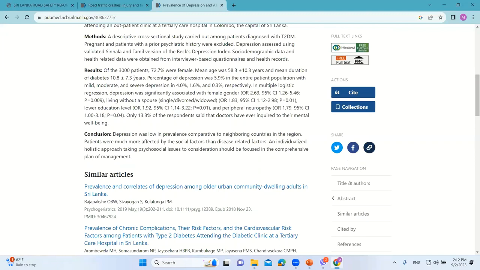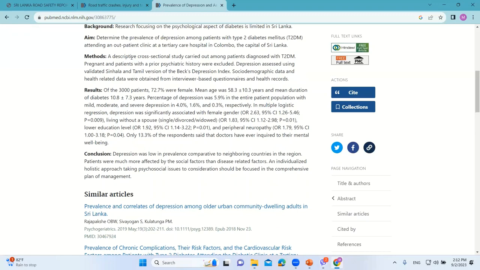They have said 72.7% plus their mean age, and then mean duration of diabetes, and then the percentage of depression was this much. This is the type of study methodology, a descriptive cross-sectional study. This was the exclusion criteria, using, as I said, a validated single and conversion of the depression index. So that is okay, you can use that, it is already used. So you can say in the methodology, I'm going to use this.